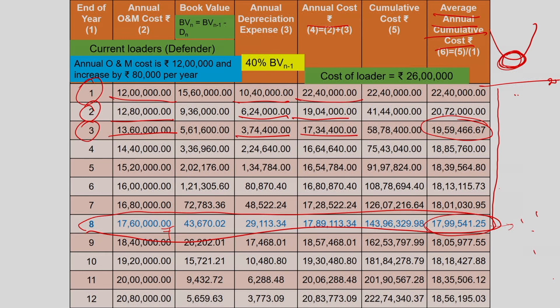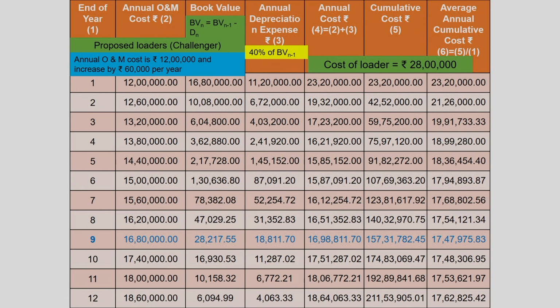Now, let us work it out for the Challenger. We are comparing with a new loader whose cost is 28 lakhs, and as we discussed in the question of this problem, here the annual operating and maintenance cost is the same, but it increases by 60,000 per year. In the earlier problem we saw that it increases by 80,000 per year. Here we are using some new technology, because of that you are able to have some reduction in the operating and maintenance cost.